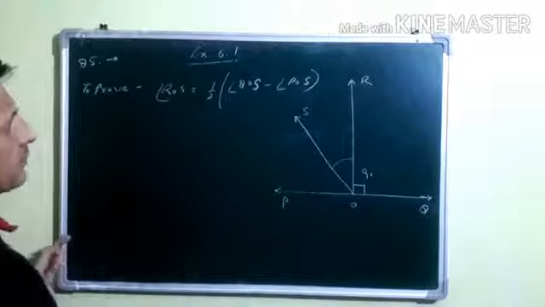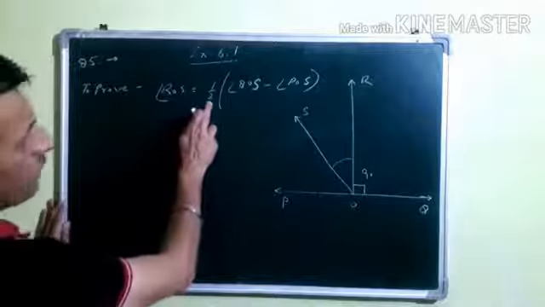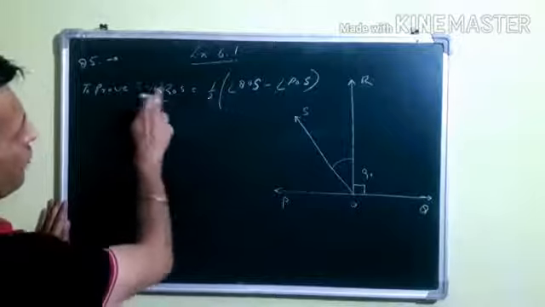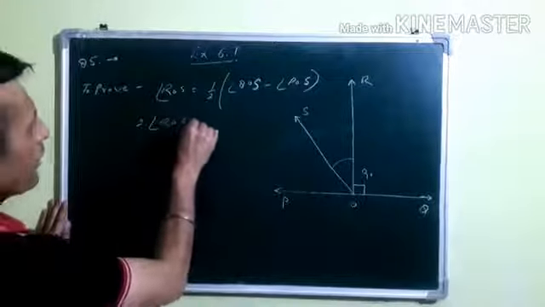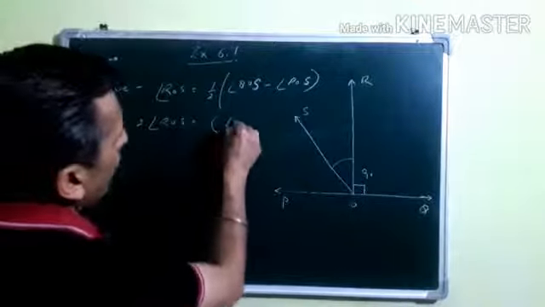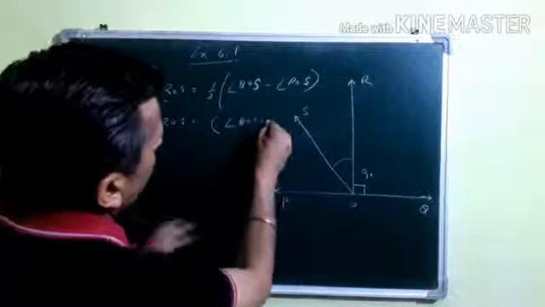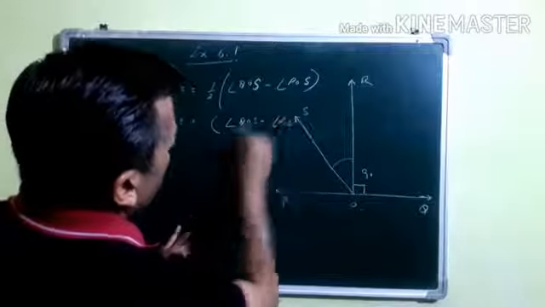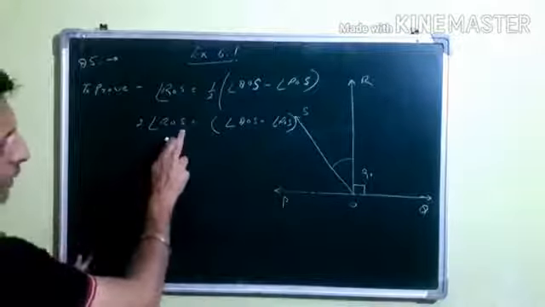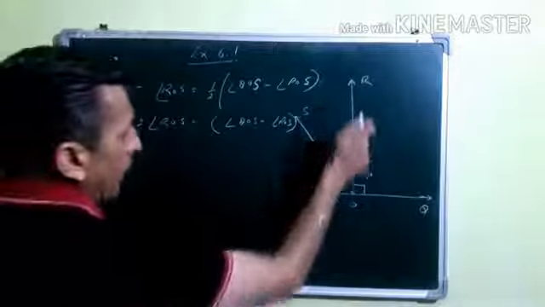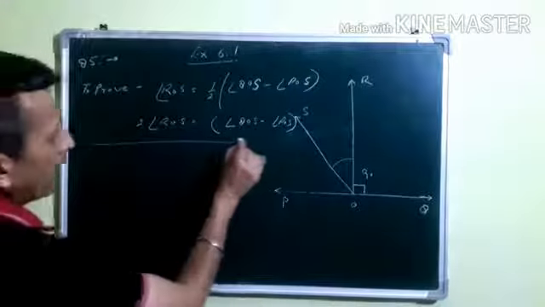The easiest way to solve this question is to multiply this term by 2. So it becomes 2 times ROS is equal to angle QOS minus angle POS. You can write it like this. So now you have to show that 2 times ROS. This is ROS. Now, this we have to prove.